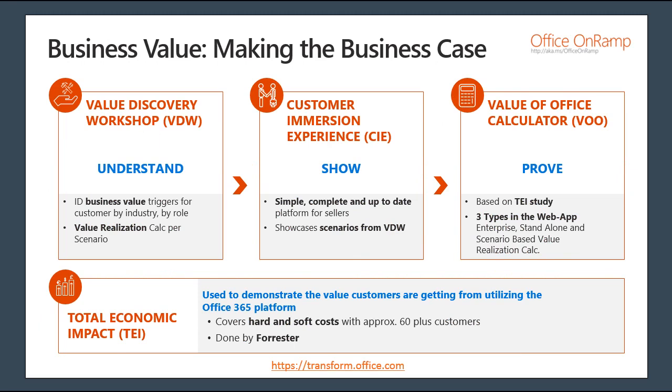So using the VDW, you're really using that to listen and understand what is the pain point and what is the existing process that your customer is going through, as well as talk to them about what that new process can look like. And then you jump into the CIE to show them, hey, this is real. This is what we can actually do for you to change the process that you have. Once you've sold them on that art of the possible, use the value of office calculators to drive home the point on cost benefit analysis. And that is the VOO. And altogether, this is what that business value program is all about. And this is what we consider as work being reimagined.